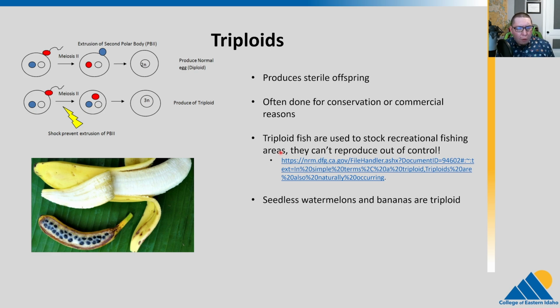How is that useful? Well, you might be familiar with the practice of stocking lakes and streams with fish. If we're stocking them with non-native fish, we can stock a lake with recreational fish, but they can't reproduce, and that means they can't get out of control, and conservationally, they're not going to wreck the ecology, right?